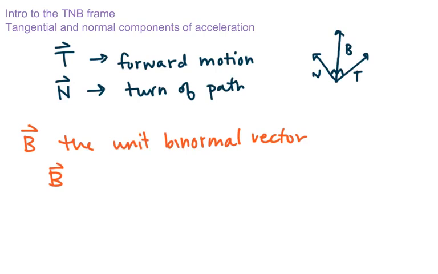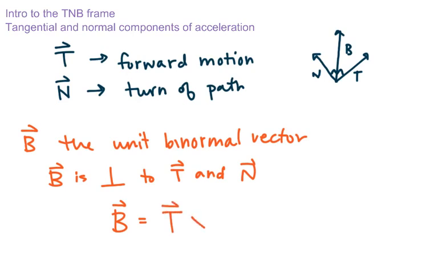B is perpendicular to both our T vector and our N vector. And what we are going to define is that B is going to be equal to T cross N. So finding the cross product of those two vectors is going to give me this binormal unit vector.